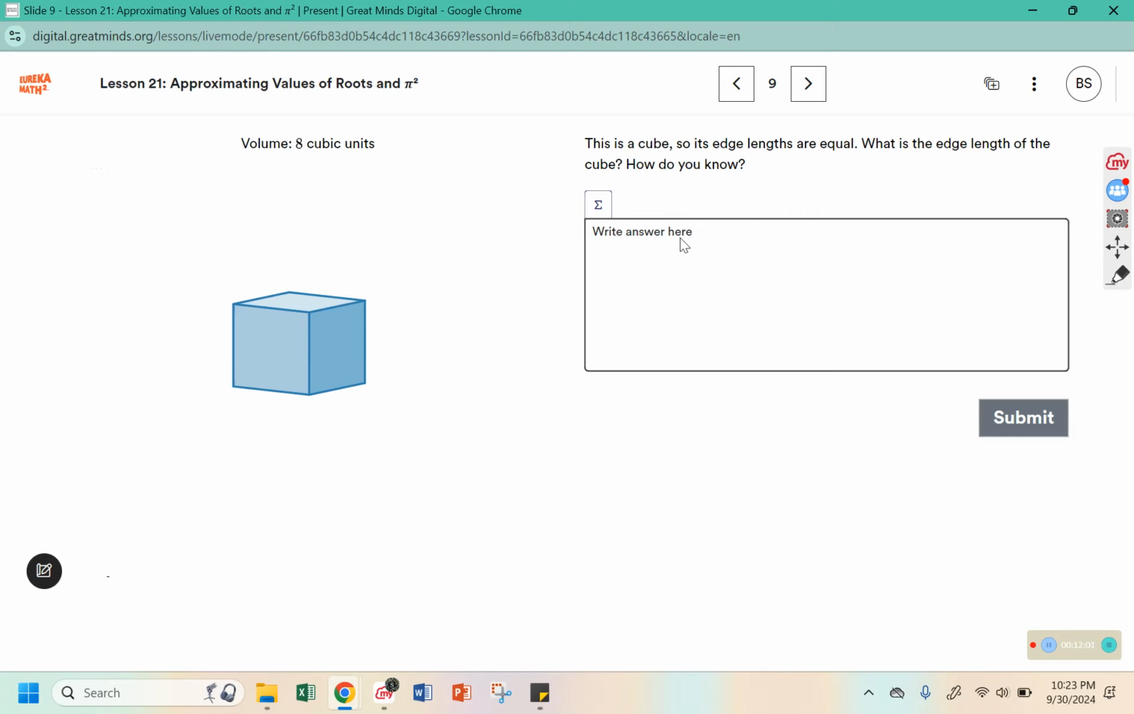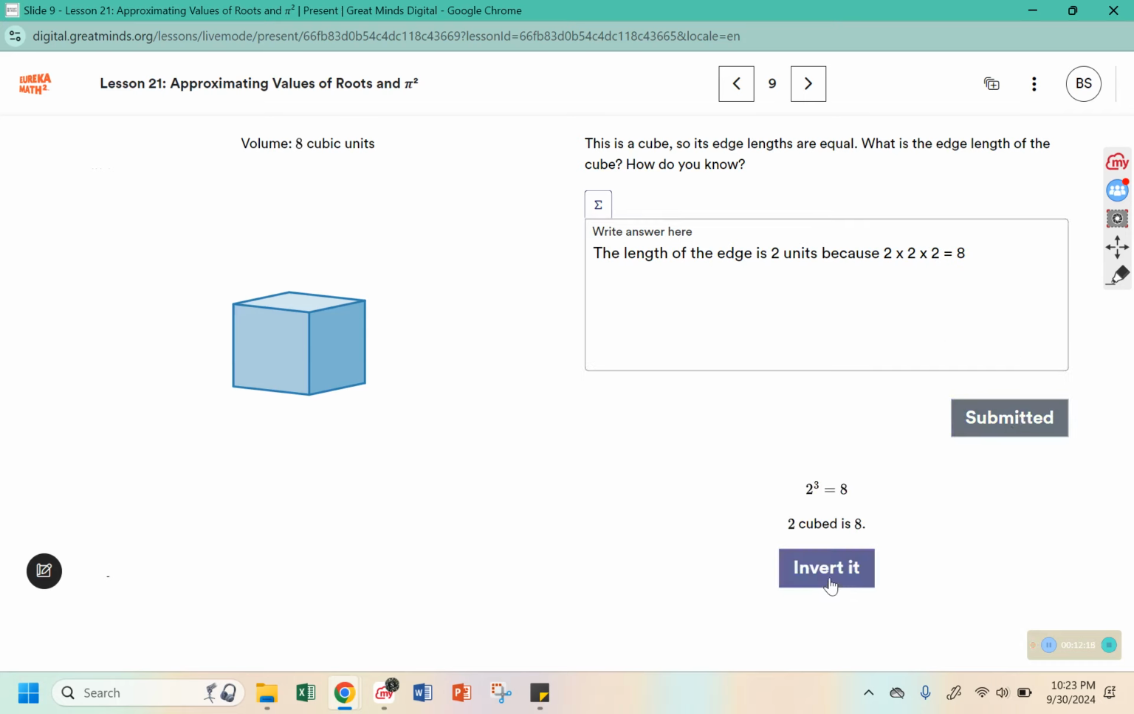Well, I know that 2 times 2 times 2 is 8. So the length of the edge is 2 units, because 2 times 2 times 2 is equal to 8. So you can see here 2 cubed is 8. Or you can think of it as the cube root of 8 is 2. So instead of a square root, when we have values that are cubed, we use what's called a cube root.